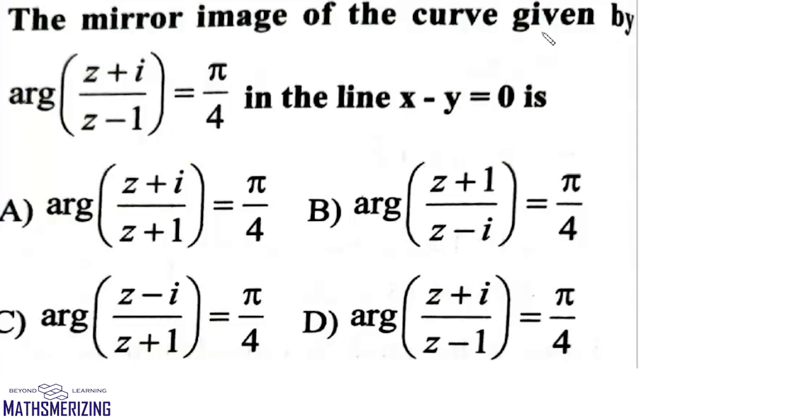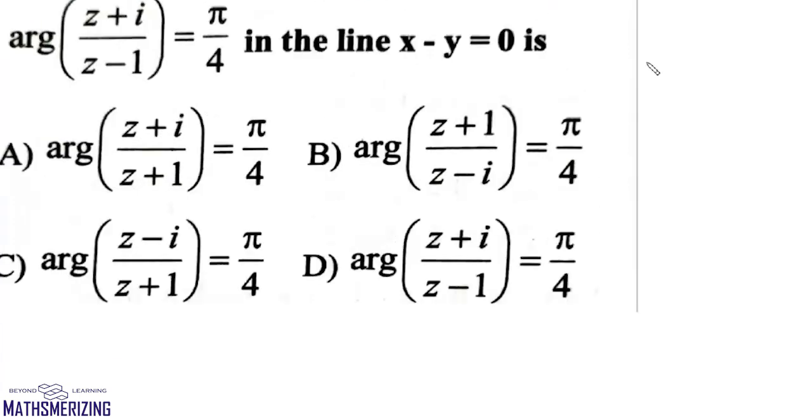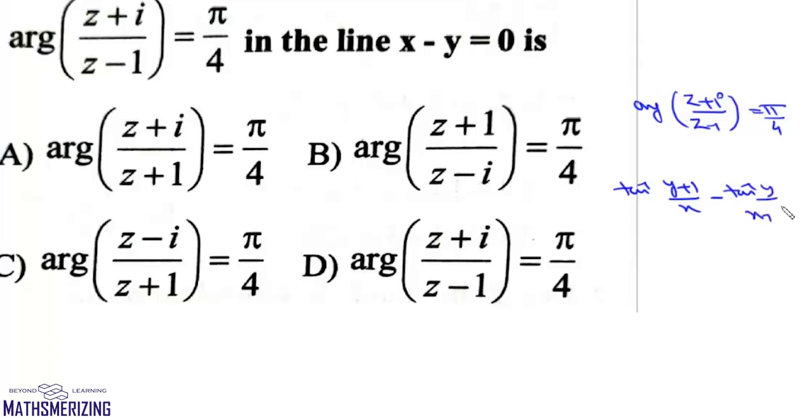Now we need to find the mirror image of this curve given by argument (z plus iota) upon (z minus 1) equals pi by 4 in the line y equals x. Now what we are given is argument of (z plus iota) upon (z minus 1) equals pi by 4. Now we can write this as tan inverse (y plus 1) by x minus tan inverse y upon (x minus 1), and it will be pi by 4.